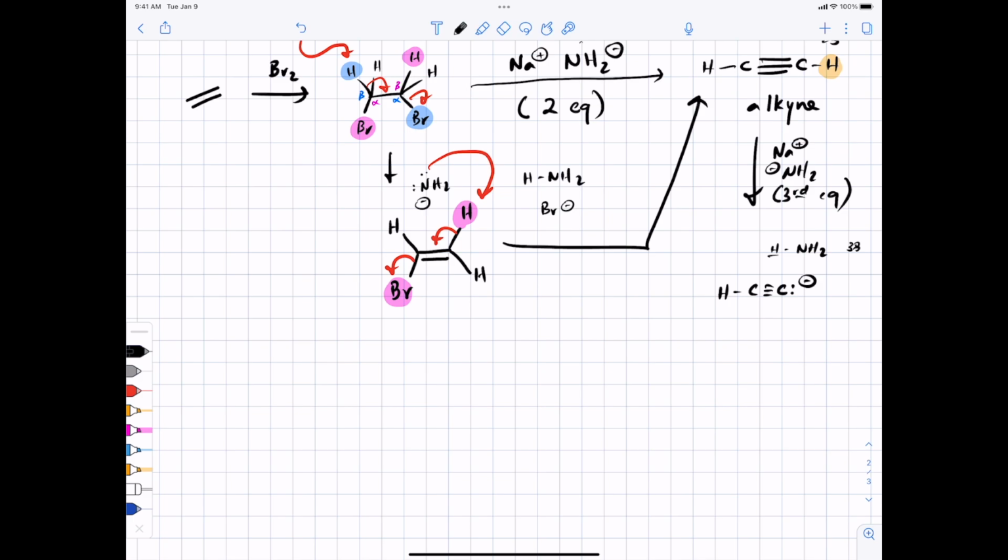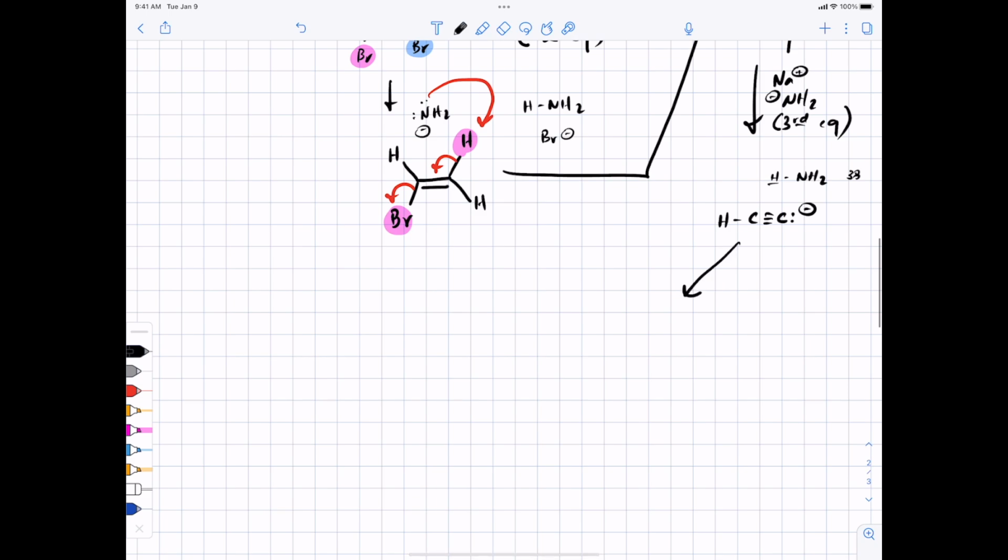Once you've done that, you can do a bunch of SN2 type reactions using this as a nucleophile and generally using some kind of primary alkyl halide. We'll just use an ethyl halide as an example. I'm getting tired of writing Br, so we'll just use Cl maybe. And you can make a new carbon-carbon bond.